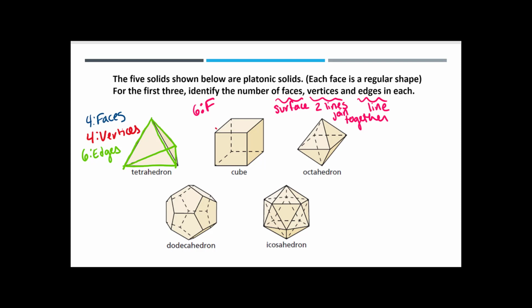The vertices are where the lines come together. 1, 2, 3, 4, 5, 6, 7, and 8. And then our edges, we have 1, 2, 3, 4, 5, 6, 7, 8, 9, 10, 11, 12. Why don't you guys try and do the octahedron? This has 8 faces, 6 vertices, and 12 edges.